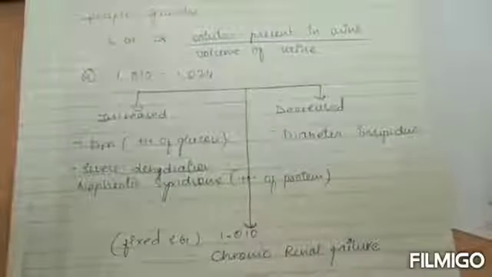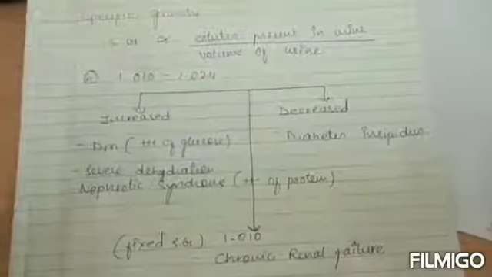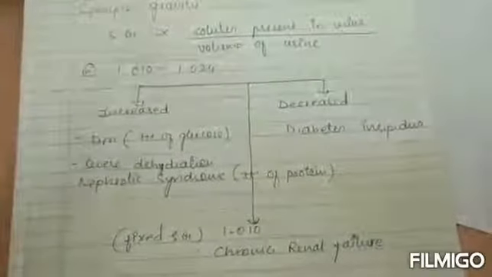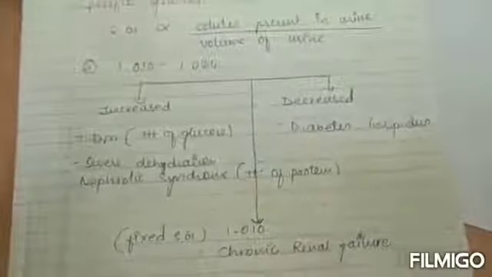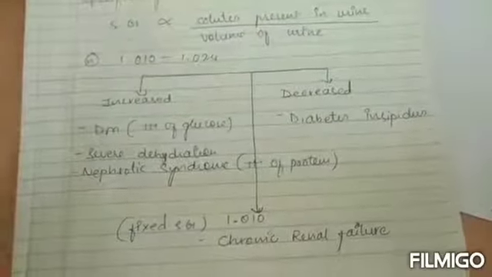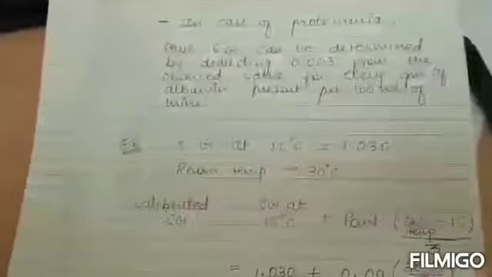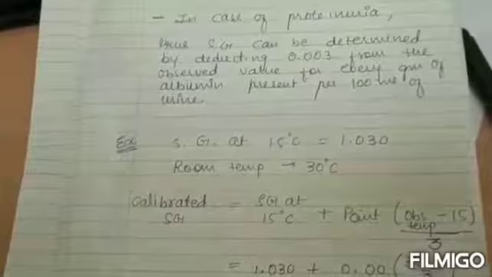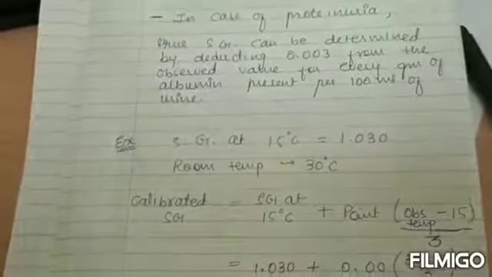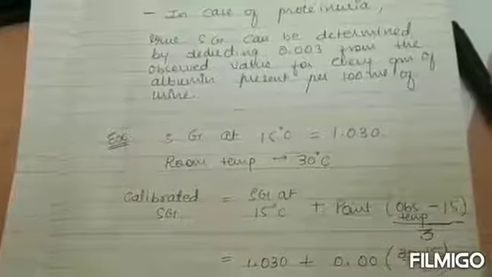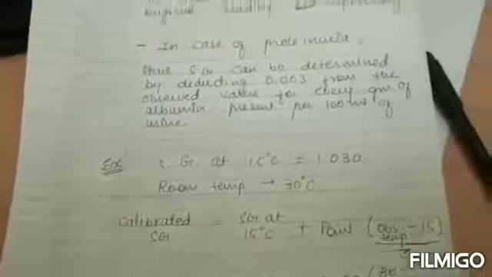Diabetes insipidus. In this condition, the specific gravity of urine is decreased due to the overloaded volume. And a fixed specific gravity of 1.010 is seen in chronic renal failure patients. In our practical, the specific gravity at 15 degrees temperature is 1.030 and the room temperature is 30 degrees. So we have to calculate the corrected specific gravity.